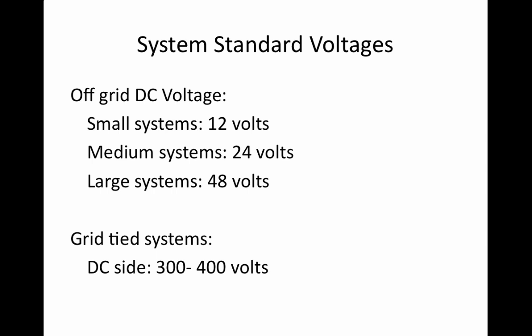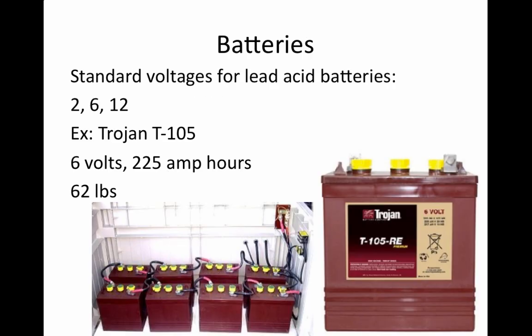And for grid-tied systems, you have a grid-tied system that doesn't have any batteries. It can only put power out to the grid when the grid is there. On the DC side of that system, in other words, from the solar panels to the inverter, it's typically 300 to 400 volts is the standard there, and we'll talk more about how that works. So you have to hook solar panels up to meet these voltage standards that you're designing the system around.